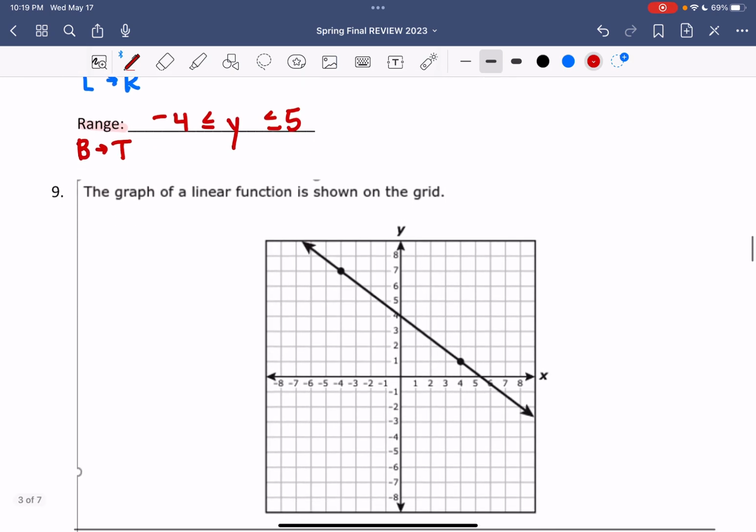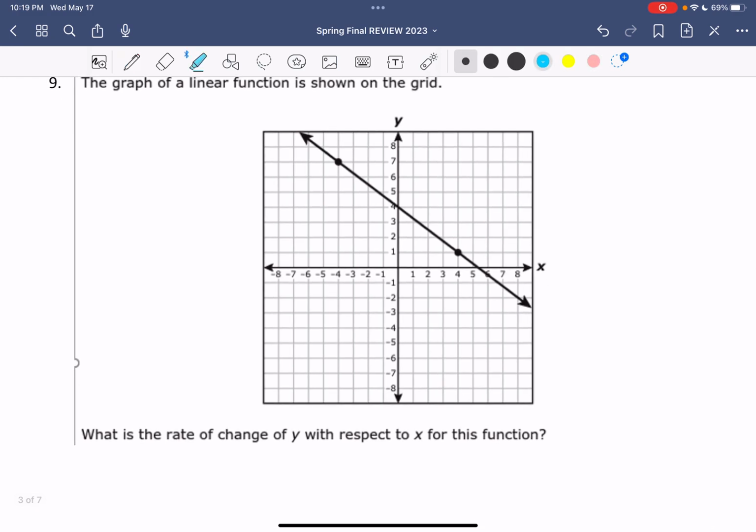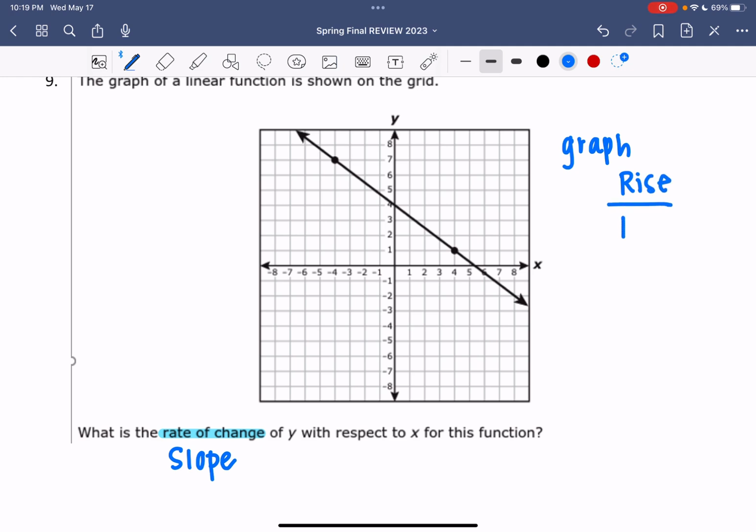All right. So the graph of a linear function is shown on the grid. What is the rate of change? So remember, rate of change is the same thing as slope. Because you are given a graph here, you're going to use rise over run. So you're going to count rise over run. I rise 1, 2, 3, 4, 5, 6 units. So I rise 6, and then I run 1, 2, 3, 4, 5, 6, 7, 8.